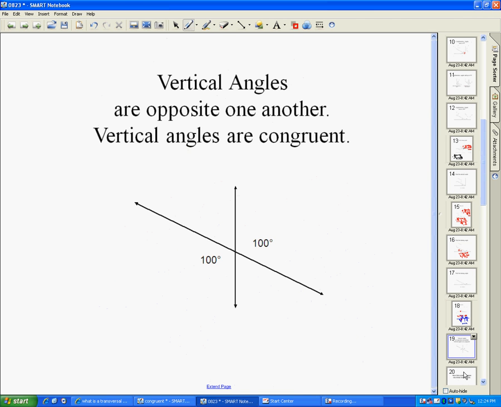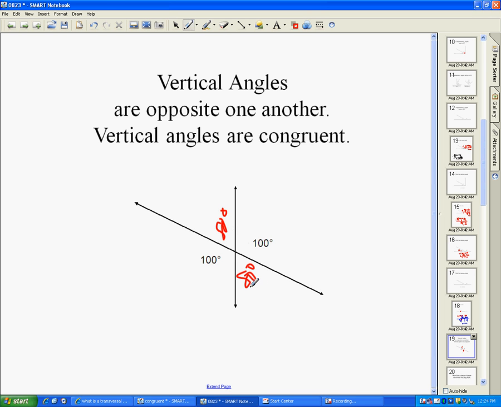The next word is vertical angles. Vertical angles are opposite of one another, but what's important to realize is that vertical angles have the same angle measure. So if this is 100 degrees and this is 100 degrees, we can use that to help us figure out these angle measures. This must be 80 degrees because these two angles are supplementary, and then if this is 80 degrees, this must also be 80 degrees.